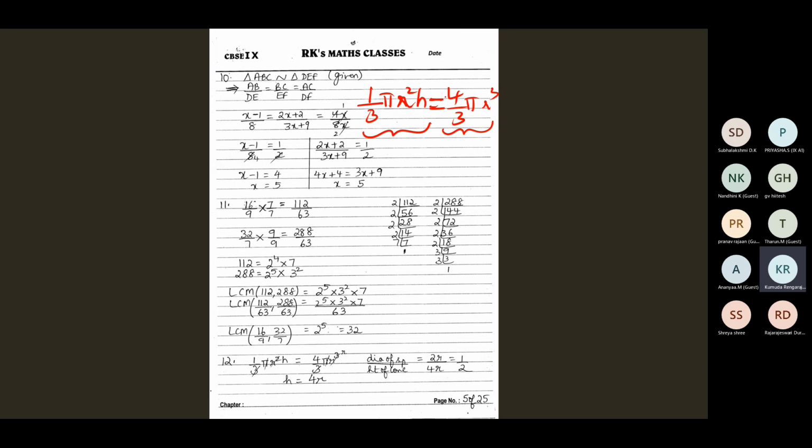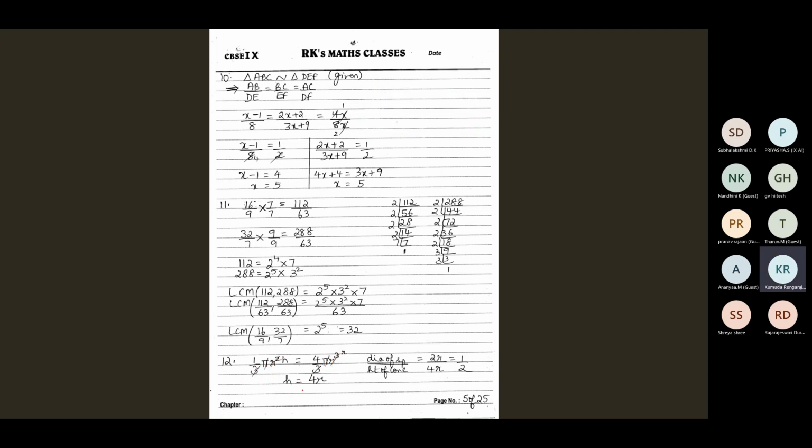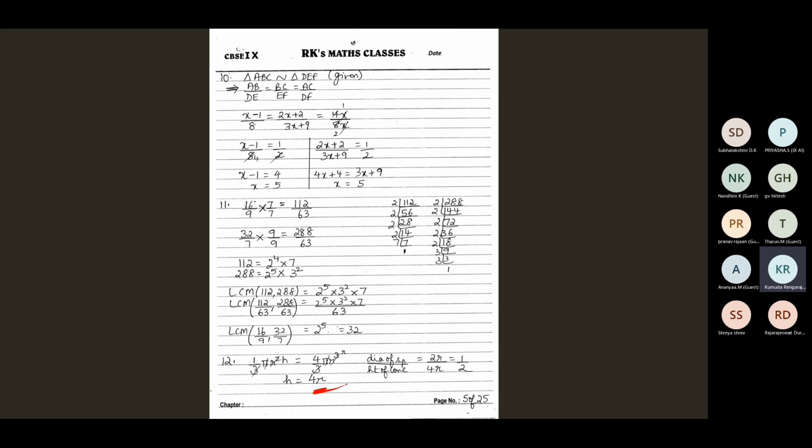And radius is also the same in both. So when you cancel, you get h is equal to 4r. On cancelling, 3 and then pi get cancelled, r square and r cubed, so there's one r left here. So you get h is equal to 4r. What do we understand by that? The height of the cone is 4 times the radius of the sphere. So this is the relationship we've got. h is equal to 4r.